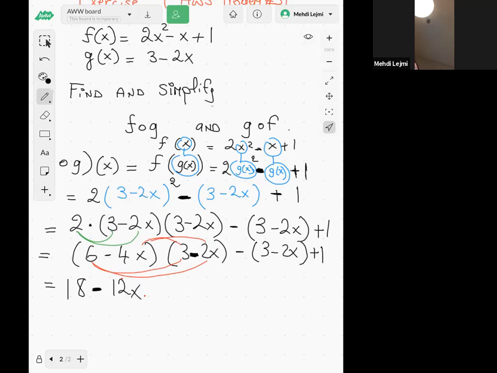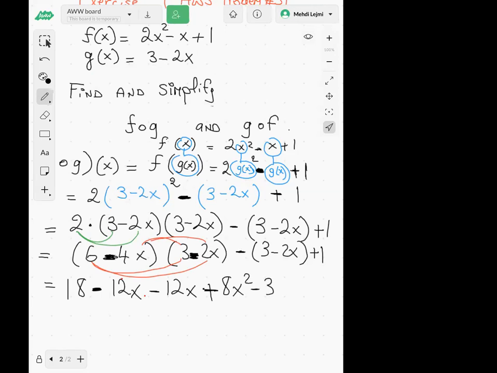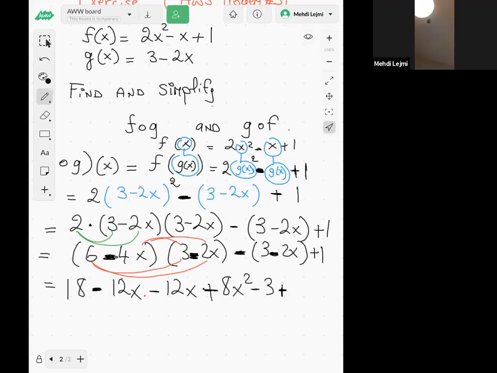And then minus 4x times 3, that's minus another 12x. And then minus, that will be a plus. So this is plus 4x times 2x, that will be 8x squared. Okay, and then here it's minus 3, and then minus, that will be a plus. So it's plus 2x, and then finally you have this plus 1 here.